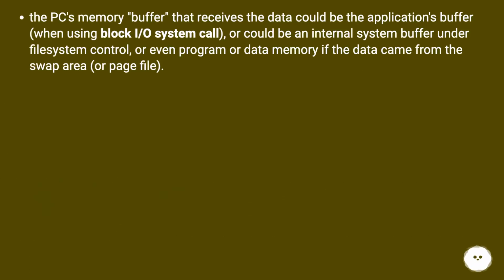The PC's memory buffer that receives the data could be the application's buffer, when using a block I/O system call, or could be an internal system buffer under file system control, or even program or data memory if the data came from the swap area or page file.